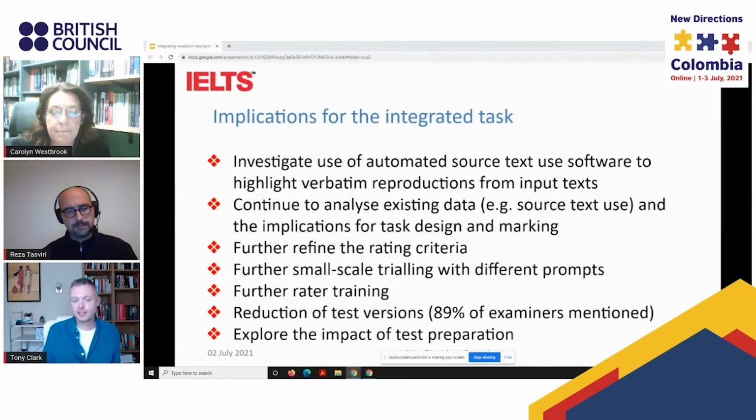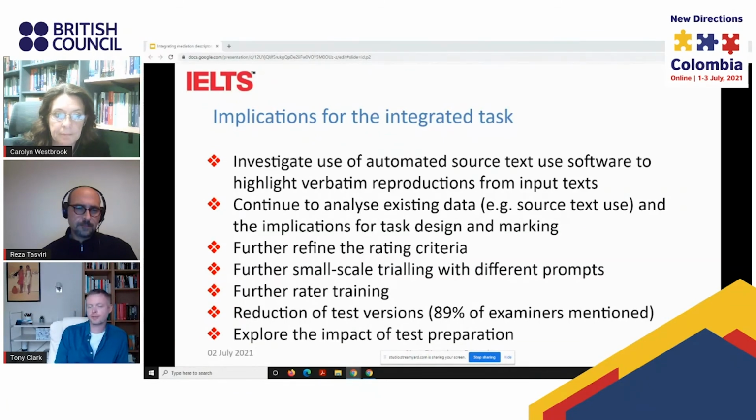We want to continue with our data analysis, more source text use, for example, and analysis around that. What does this mean for task design? How are candidates using the tasks and the source text? How are examiners interpreting the kind of criteria that Reza was talking you through? More analysis needed. Based on that analysis, we want to further refine our rating criteria.